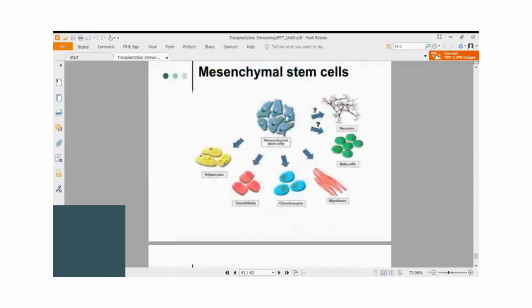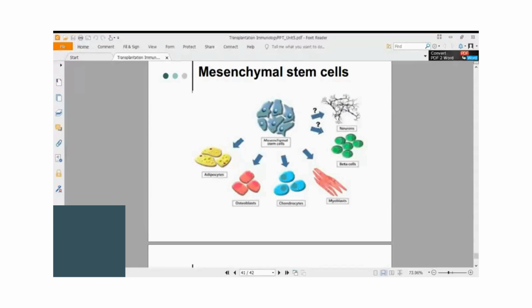Then comes lastly the mesenchymal stem cells. One best example for the mesenchymal stem cells is the bone marrow. Bone marrow is the source of mesenchymal stem cells, which is hematopoietic stem cells. And I said that those hematopoietic stem cells easily grow into that particular germ layer organs, which is shown by the arrow here.